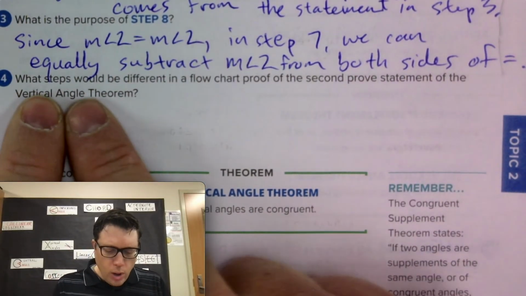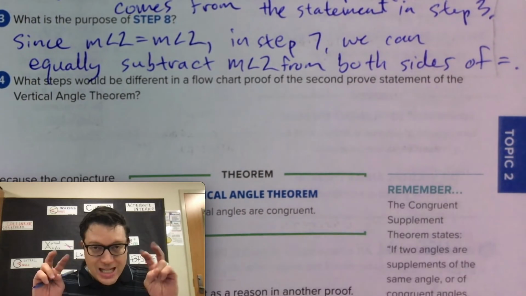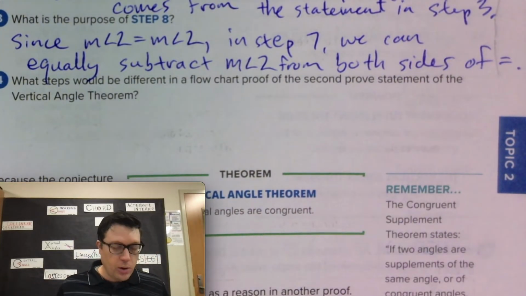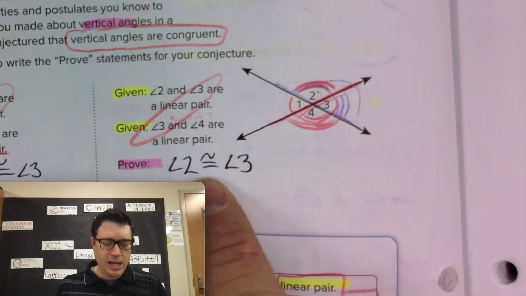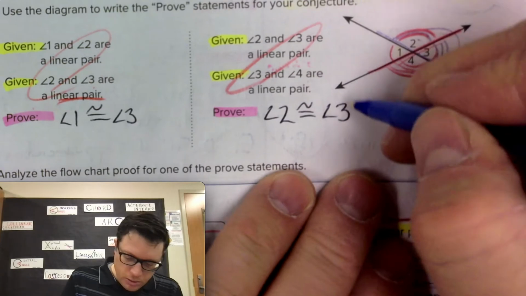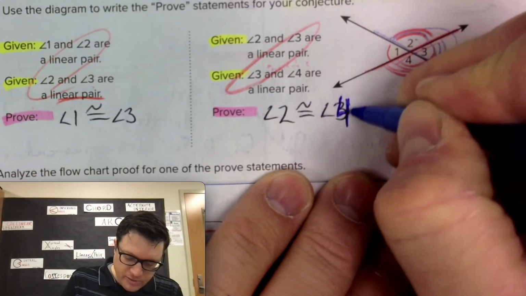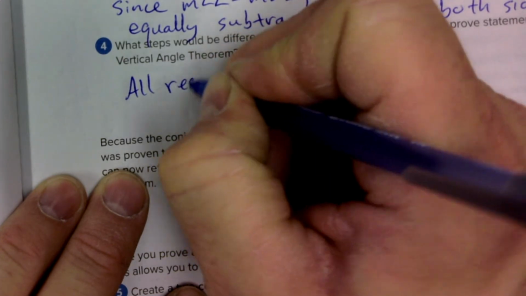Question 4, what steps would be different in a flowchart proof of the second prove statement of the vertical angle theorem? That's the other one from page 292. Instead of saying angle 1 and angle 3 form a linear pair, typo, and you probably caught this on the previous video, that statement is just what we're focusing on. All reasons are the same.